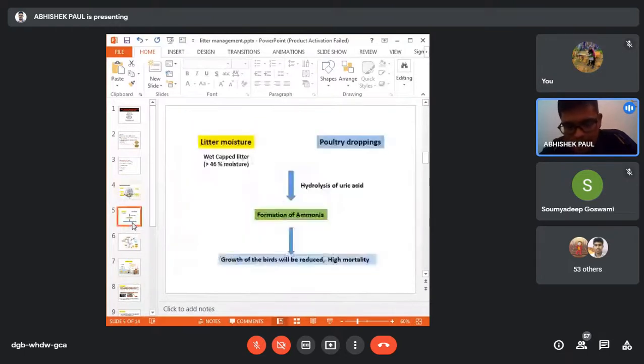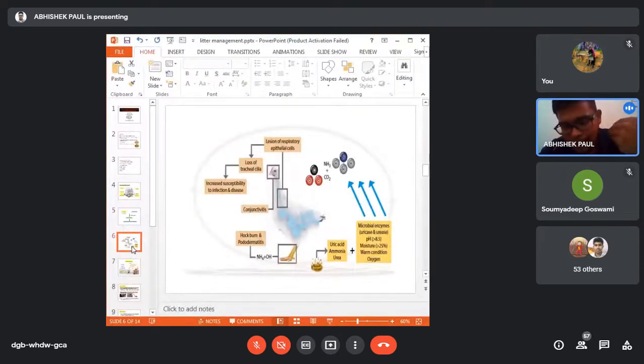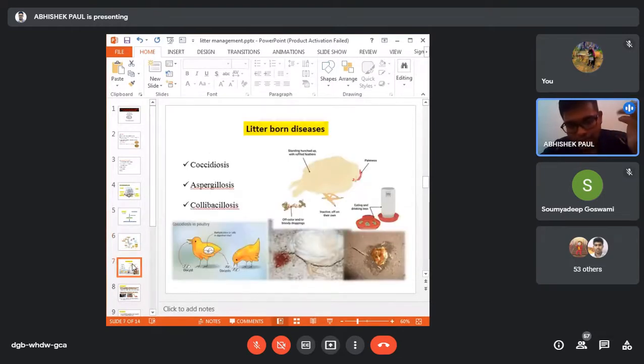Then the mechanism, how ammonia is formed from the poultry litter. You please remember: wet litter plus poultry droppings, then there will be hydrolysis of the uric acid and formation of ammonia. Then how this ammonia affects the respiratory tract, the eyes and the legs. If the birds inhale free ammonia, it will cause damage to the respiratory tract, conjunctivitis, an eye problem, and then leg problems. And the litter-borne diseases are mostly coccidiosis, aspergillosis, and colibacillosis.